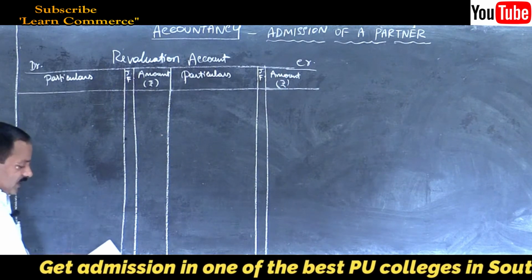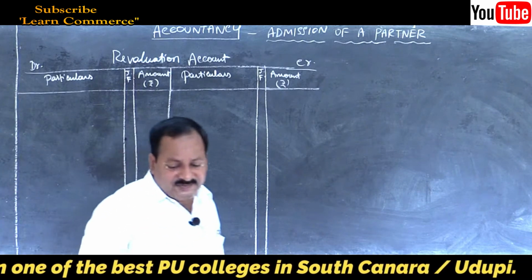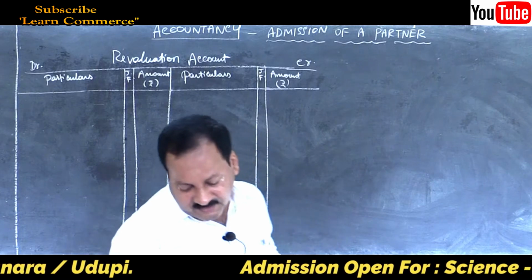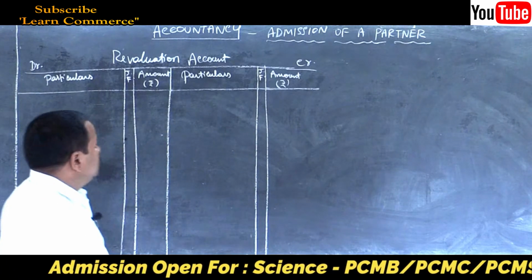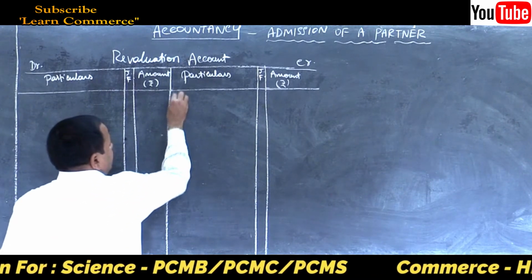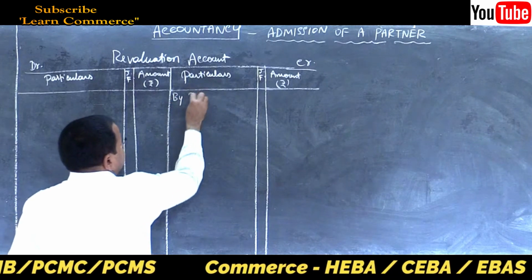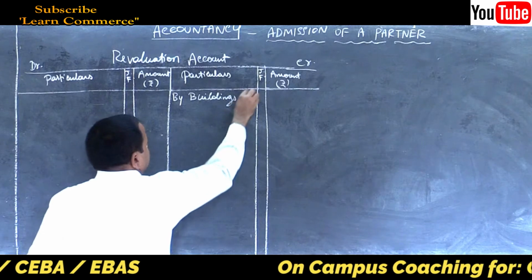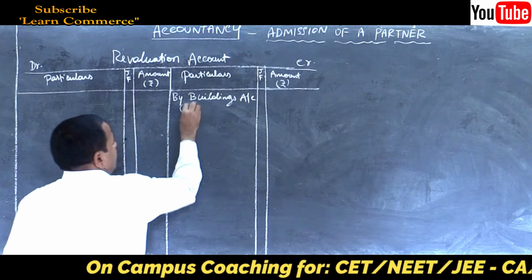So let us start. First, there is an increase in the value of building, appreciate buildings, point number B. So I already told you should be entered on the credit side by buildings account. You should write by buildings account. Within bracket write appreciation.